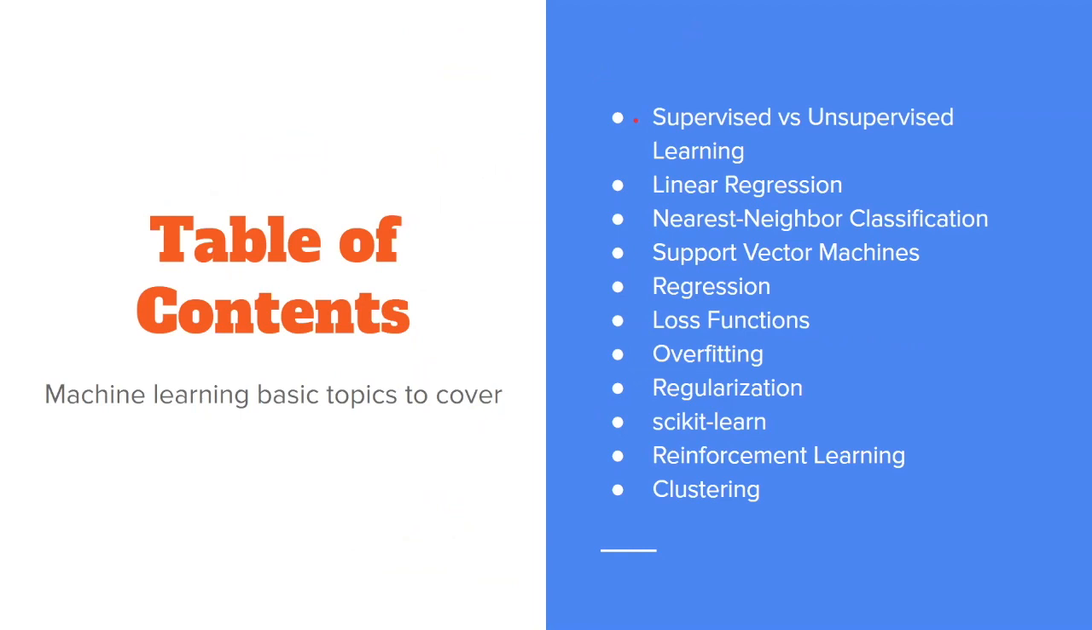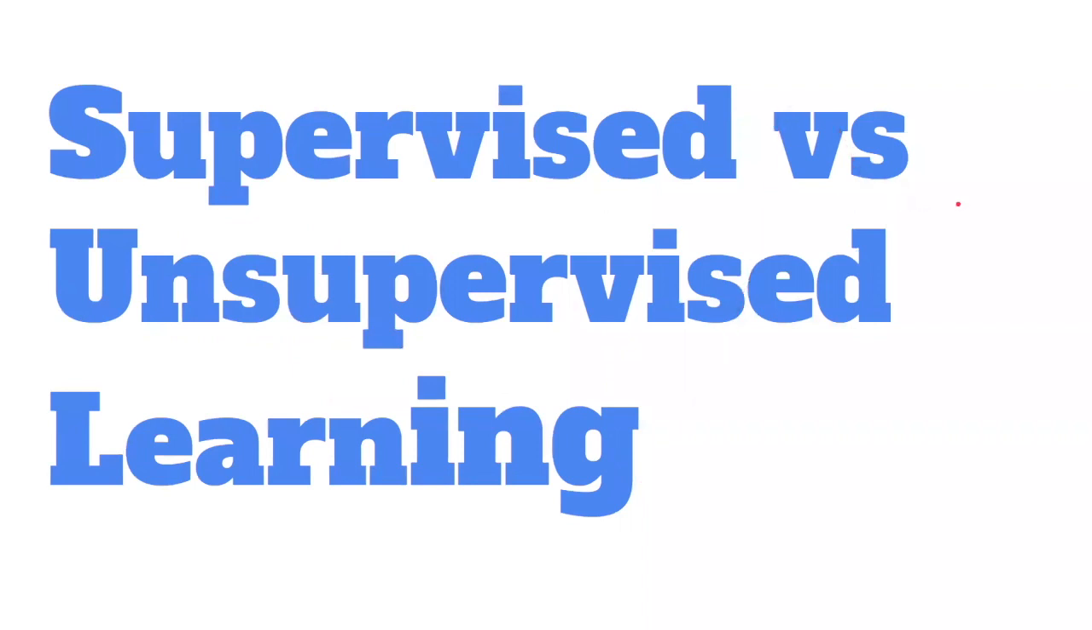These are just a few of the topics we're going to go over throughout this workshop. We're going to focus mainly on supervised versus unsupervised learning. And within it, we're going to do linear regression, nearest neighbor classification, support vector machines, regression, loss functions, overfitting, regularization, scikit-learn, reinforcement learning, and clustering.